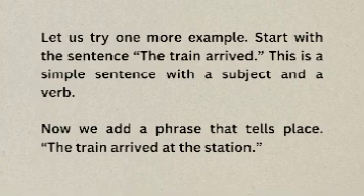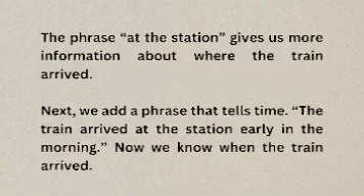Start with the sentence, the train arrived. This is a simple sentence with a subject and a verb. Now we add a phrase that tells place. The train arrived at the station. The phrase, at the station, gives us more information about where the train arrived.